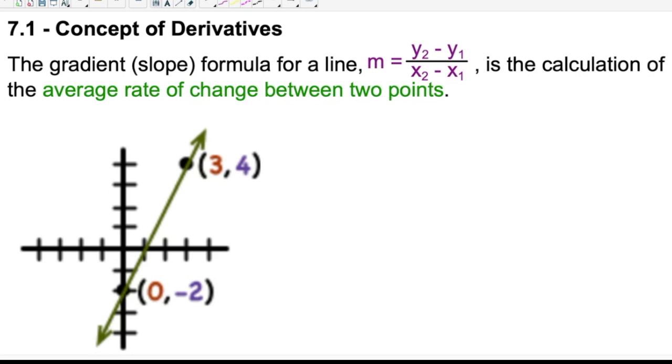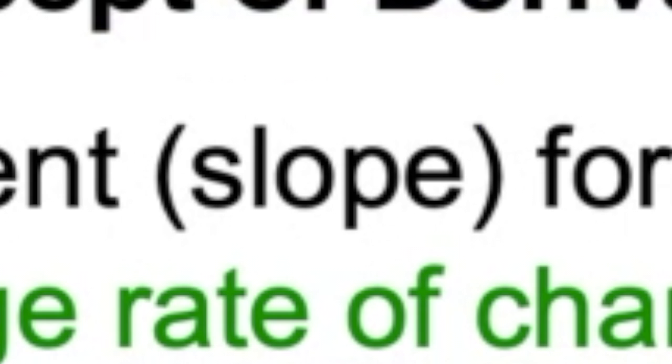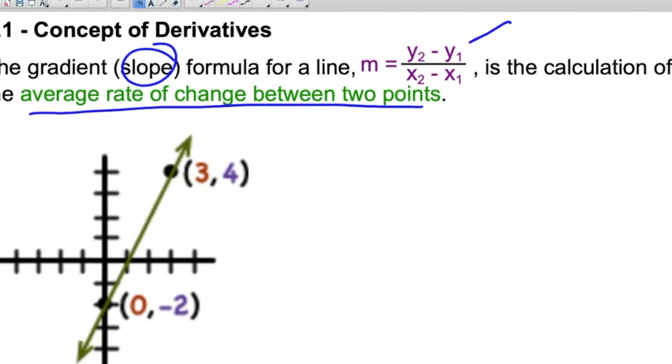So here, the concept of derivative. This is one of the main concepts for calculus: derivatives. When we talk about derivatives, we're talking about the average rate of change between 2 points, which is just the slope. And you already know this formula.